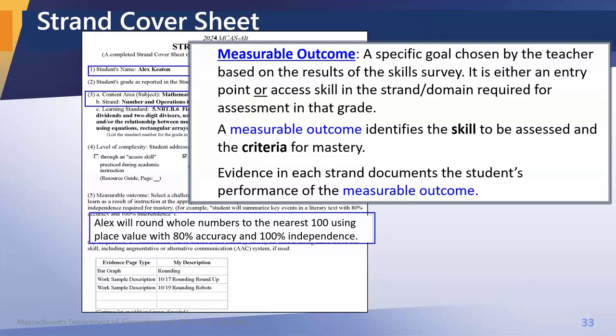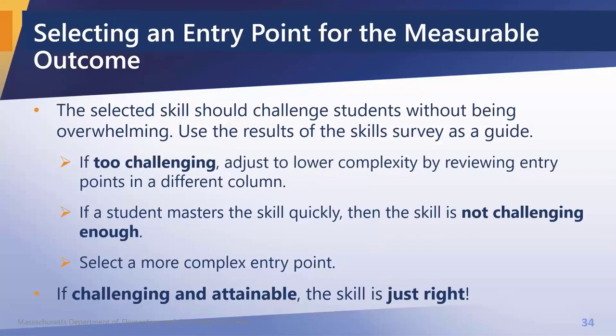What we do check is that the entry point or access skill that you chose, that is now the measurable outcome, is documented for that strand. So we want to make sure, and the reason we're doing this is we want to make sure it's challenging, not so challenging that the student's going to rip up the paper or run and hide under the table, but we also don't want it so easy that they're done in 10 seconds and they're bored out of their mind. You don't want to waste their time. You don't want to waste your time. You want to set the bar high. You want to challenge them, and you want to make sure it's attainable.